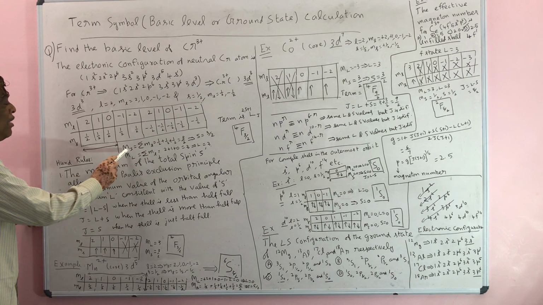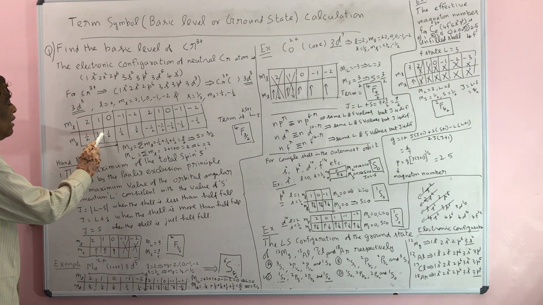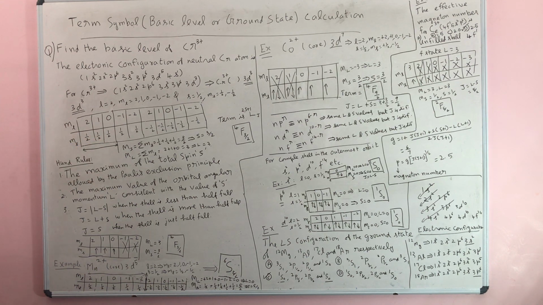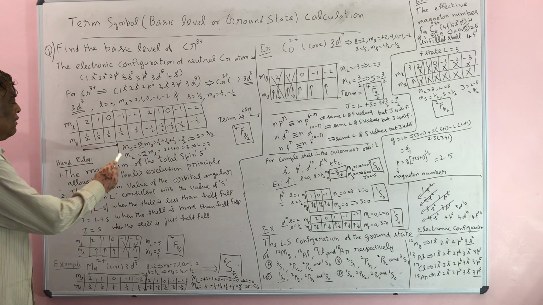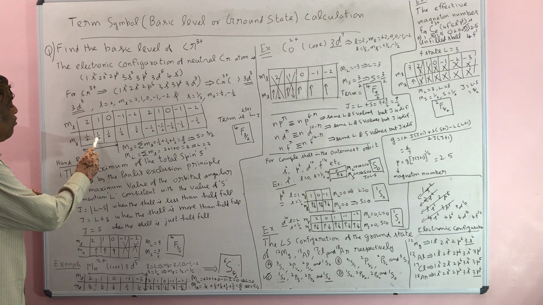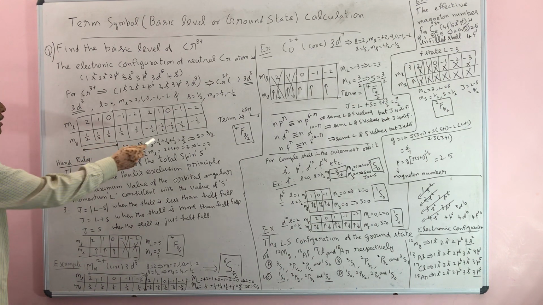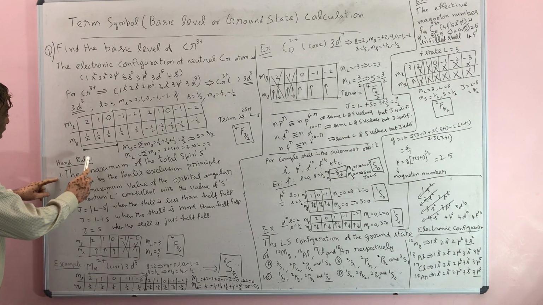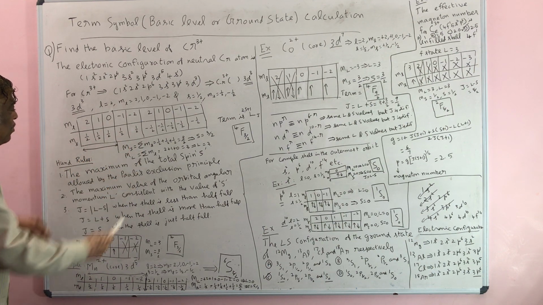So the maximum value is possible by choosing all identical spins: plus half, plus half, plus half. You can also choose minus half, minus half, minus half, which is also possible. For convenience we choose plus, plus, plus, the same sign. They should all have the same sign. If any one has a different sign, then the MS value will be reduced. So you can choose either of these.